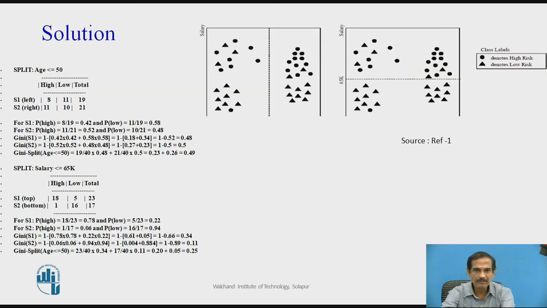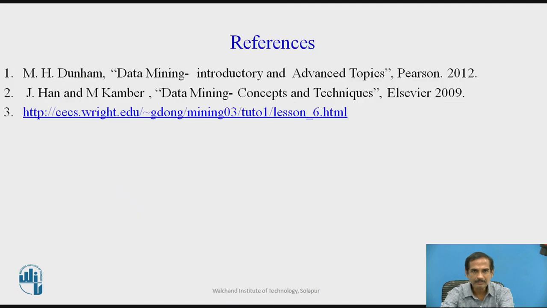A solution for this particular problem is indicated here. We represent all our data in the form of confusion matrices. And these bring us finally to the particular values that we have to compute.